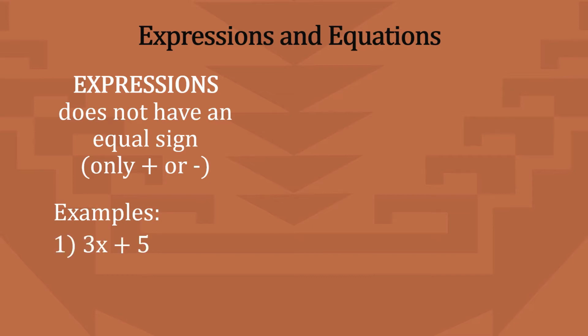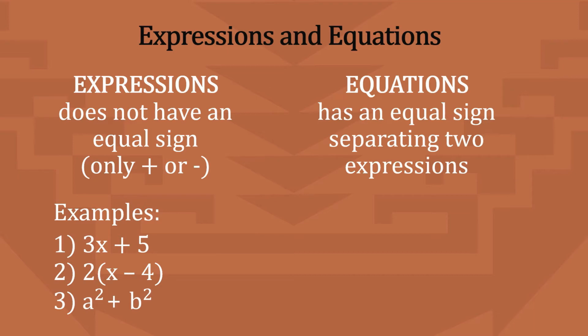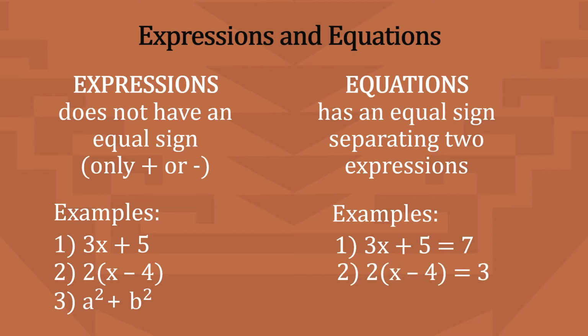Examples: number 1, 3x plus 5. Number 2, 2 quantity x minus 4. Number 3, a squared plus b squared. How about equations? Equation has an equal sign, separating two expressions. Examples: number 1, 3x plus 5 equals 7. Number 2, 2 quantity x minus 4 equals 3. And number 3, a squared plus b squared equals c squared.